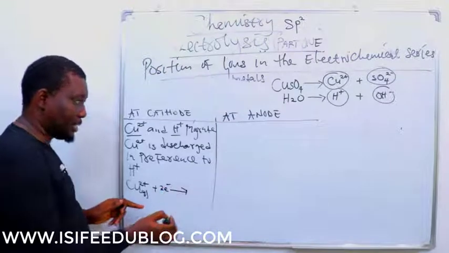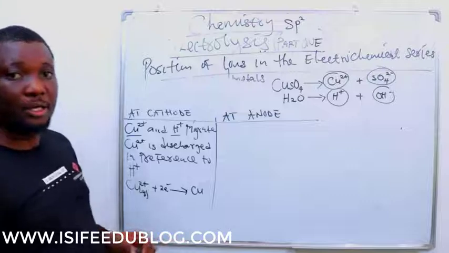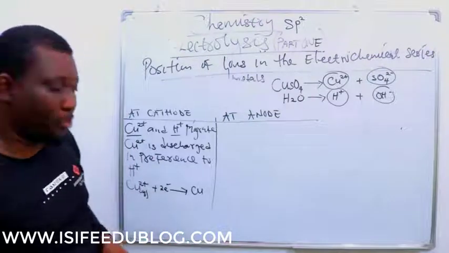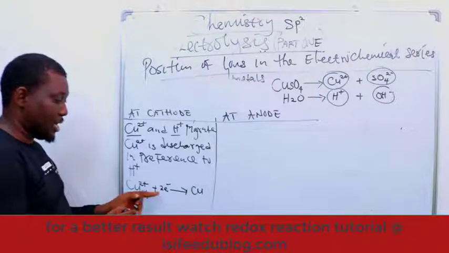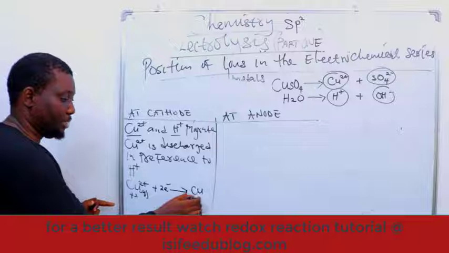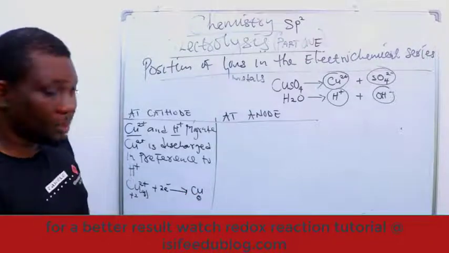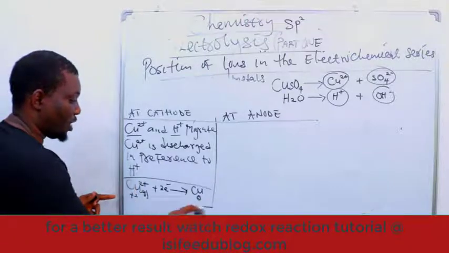And once it gains those electrons, copper is reduced. Remember, in our redox topic, we defined reduction as the gain of electrons. So copper, having a +2 oxidation number here, having gained electrons, has been reduced, because the metallic copper here has an oxidation state of 0.